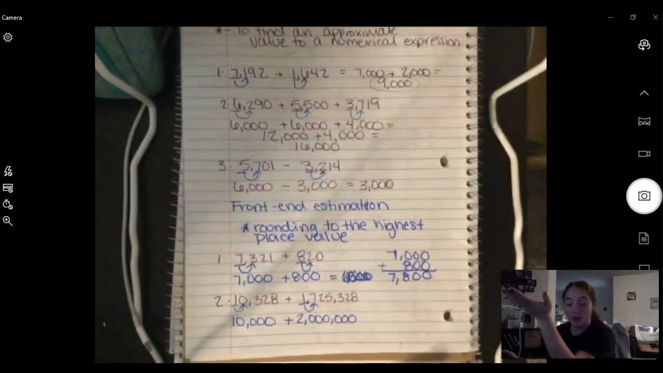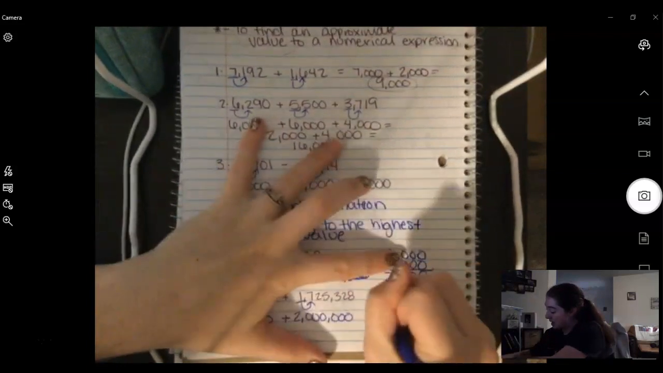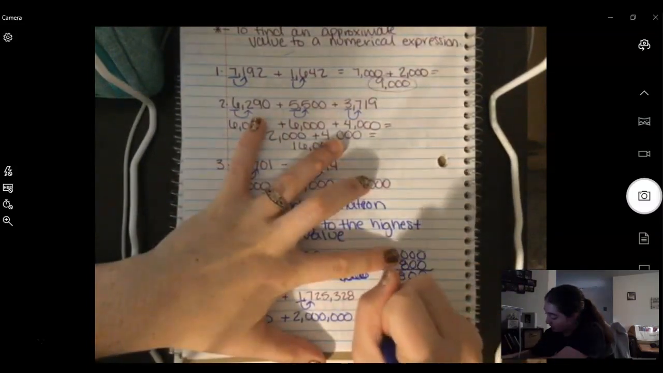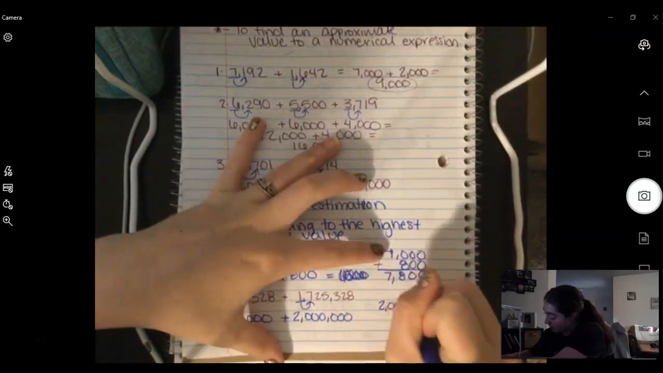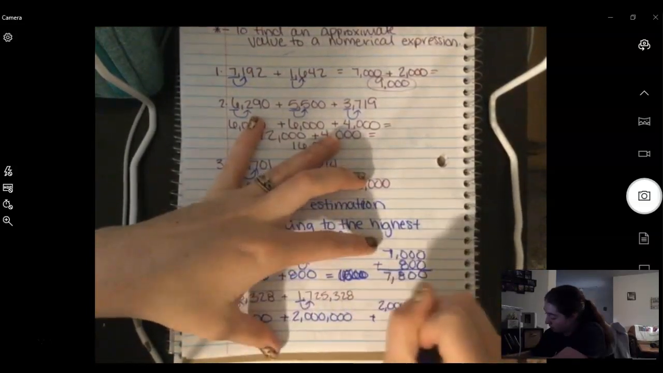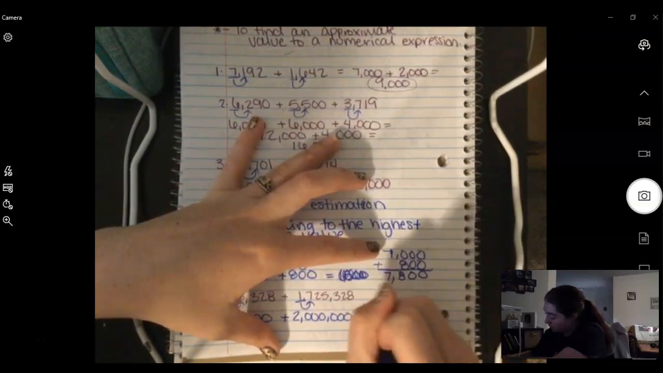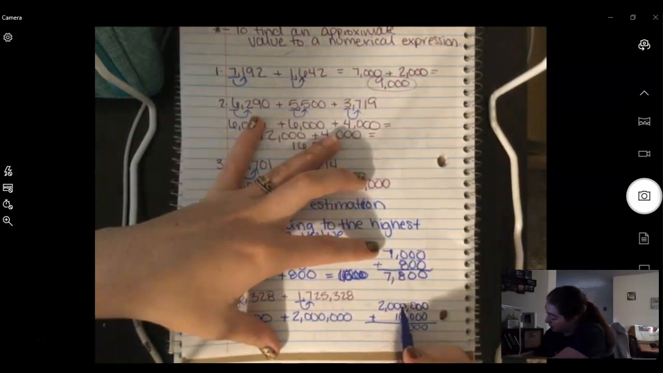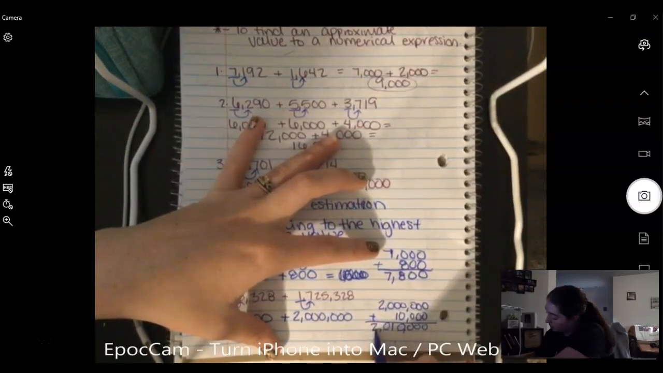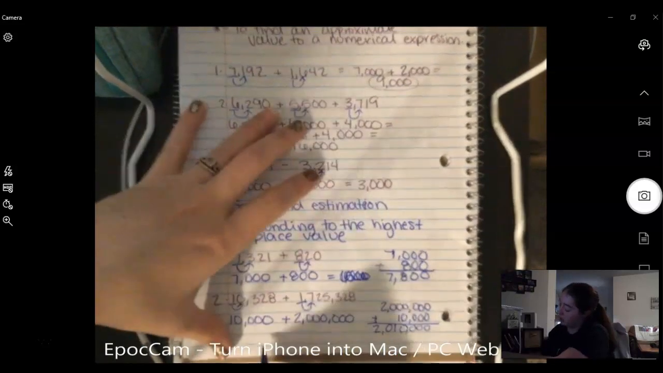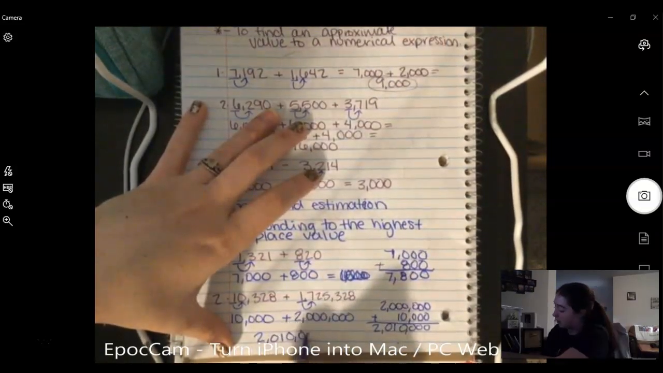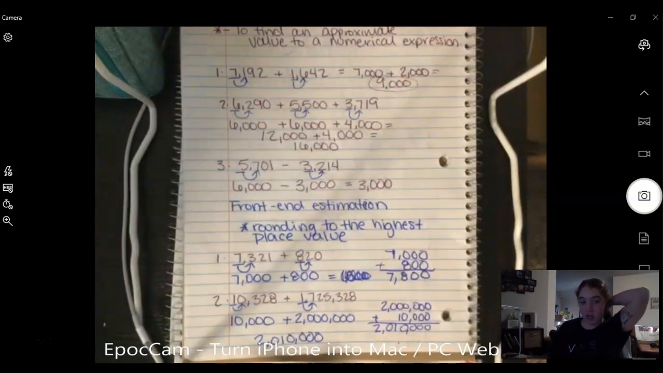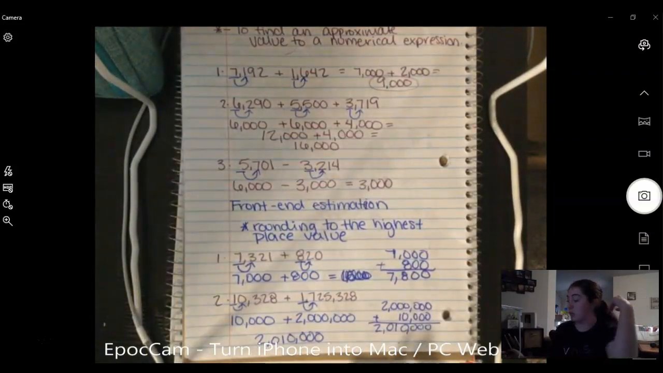Now, to make sure I don't mess up again, I'm going to put these in an addition format. So we have zeros all in here, so they all are zeros. We have 0 here, 1 plus 0, 0 plus 0, and 2 plus 0. So our answer is 2,010,000. Okay, our estimation of that numerical expression.